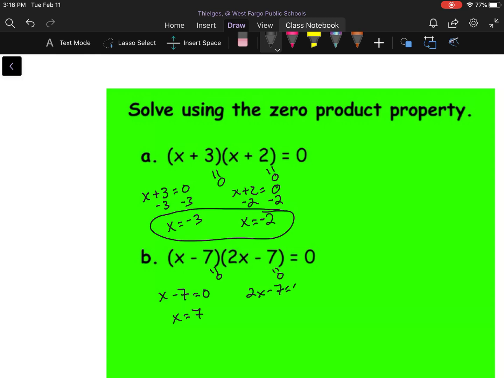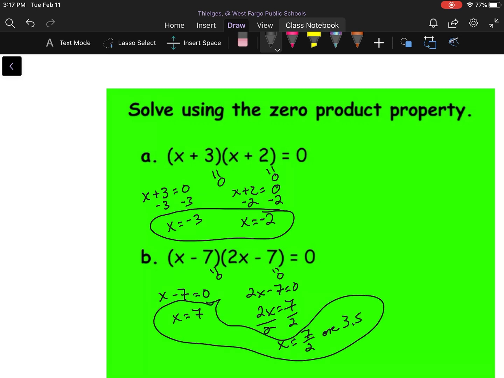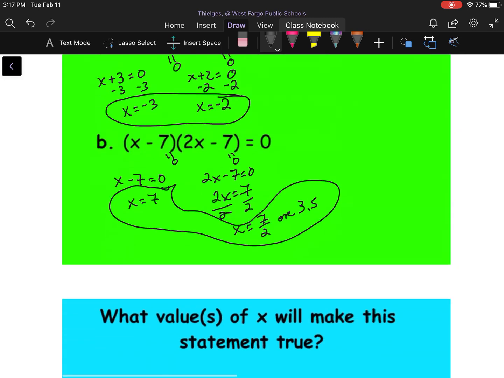2x minus 7 is equal to 0. Inverse of that, right, is to add 7, so 2x equals 7. Divide by 2, so x is equal to 7 halves, or 3.5 if you want to use a calculator, and there would be your two answers for that one. Okay.